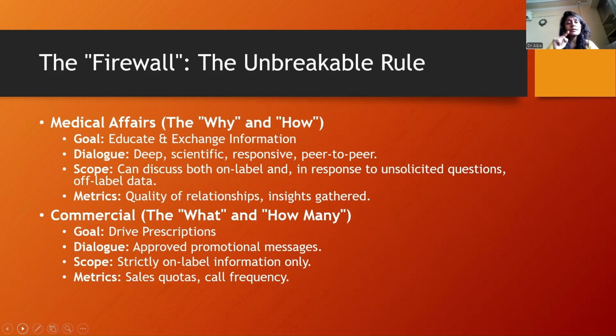Now, if you look at the slide, there is this third pointer which talks about on-label and off-label data. So what exactly does it mean? When we consider a medical rep, he can only talk about the on-label, the prescribed, approved indications of a particular drug. So FDA approved or EMA approved indications of a particular drug.